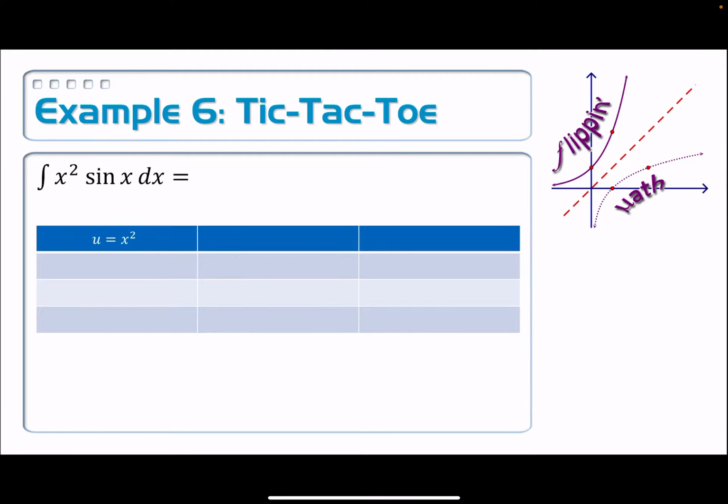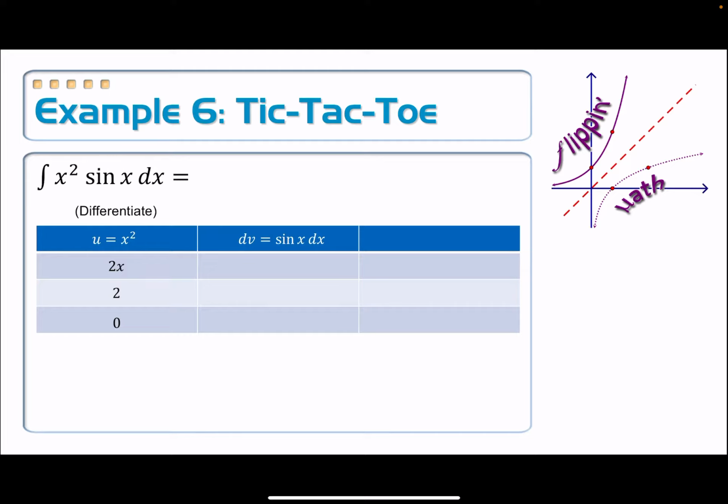So our u part, of course, is our x squared. And our dv is going to be our sine x dx. Okay, so now in this first column I'm going to continue to take the derivative all the way down to 0. So we have 2x, take its derivative, we get 2, keep going until you get 0. And that's when you know you're supposed to stop.